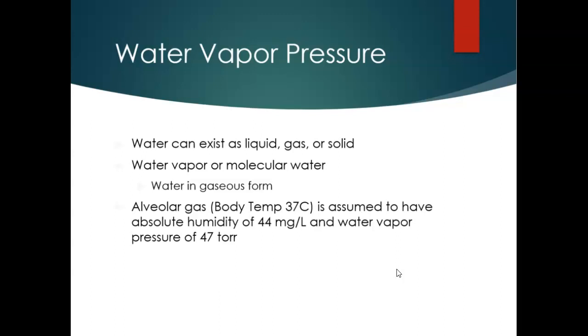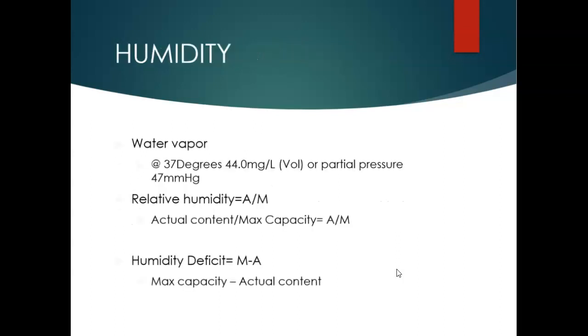So remember, water can exist as a liquid, gas, or a solid. That water vapor is molecular water. And when we're at normal body temperature, that molecular water exerts a partial pressure of about 47. So just reminding you about humidity a little bit. Water vapor at 37 degrees is going to have a partial pressure of 47 millimeters of mercury, and an actual content of about 44 milligrams per liter. So that's the volume of water that's carried.